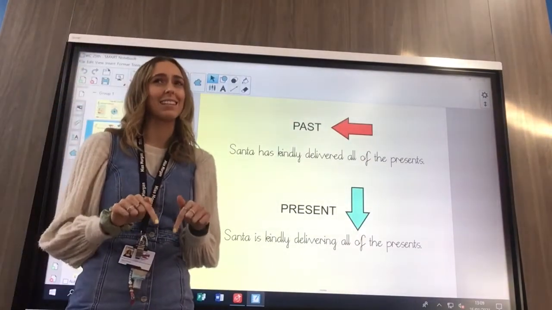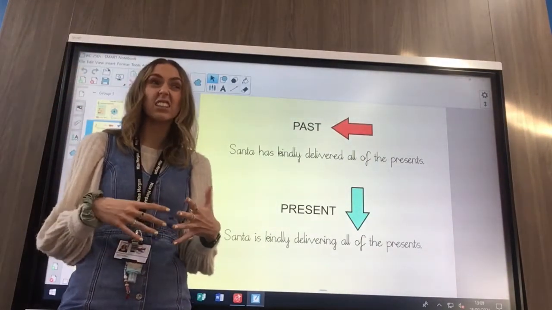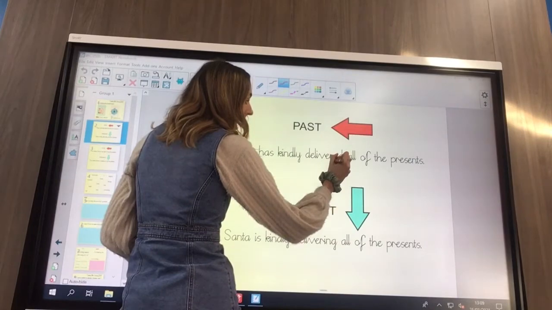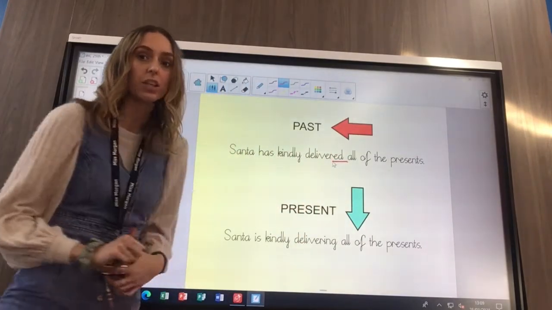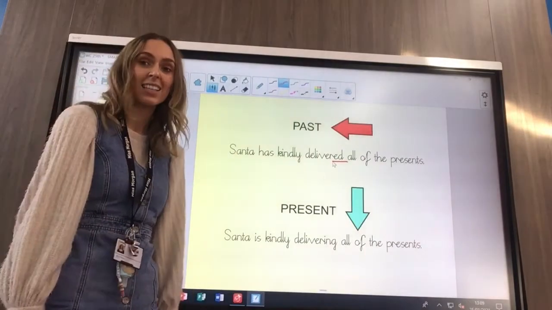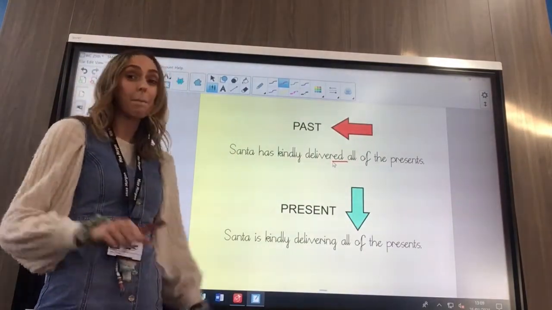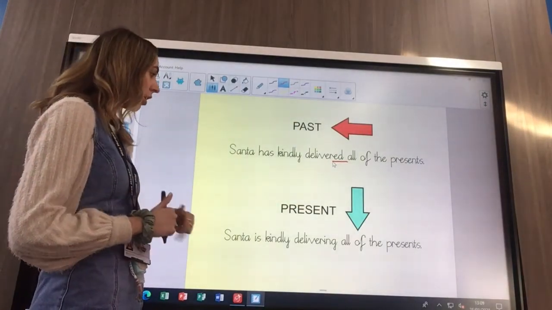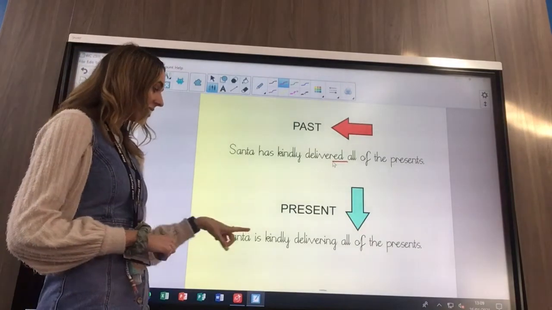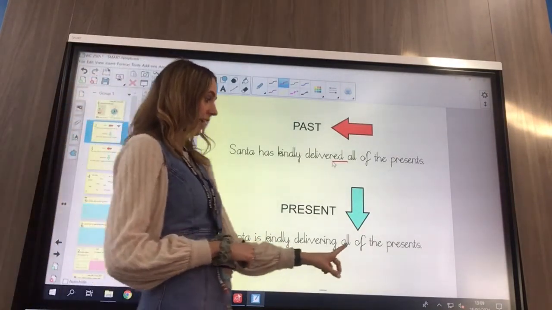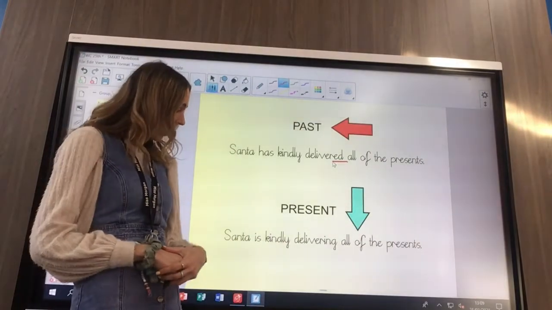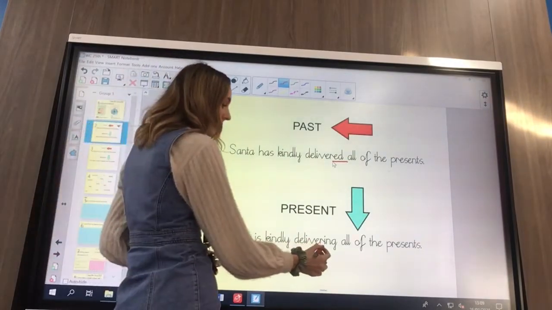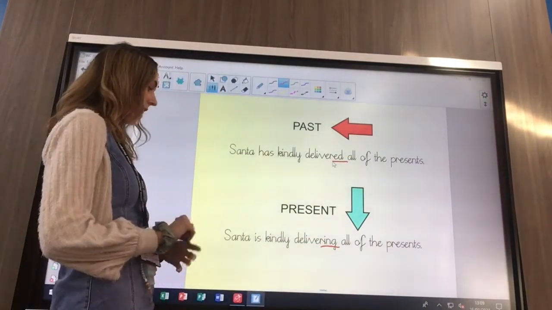Well, if it was in present tense, it would be Santa's kindly delivering. It's got an ED on the end. Can you see that? We have our verb, deliver, because Santa is doing something, and it's got ED on the end, so that means that it's already happened. That's a big clue for us. In present tense, Santa is kindly delivering all of the presents. Now, have any of our verbs, our doing words, got ED on the end? No, we've got delivering because he's delivering them right now.